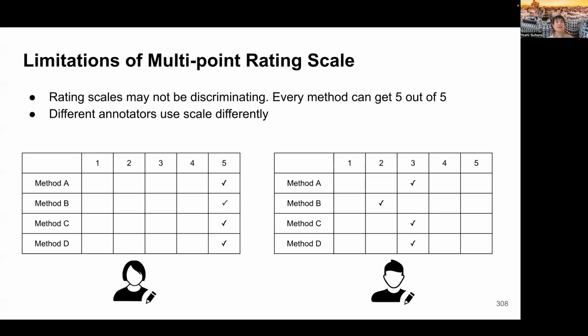Multiple rating scale is a natural option, but it has limitations. First, rating scales may not be discriminating. An annotator might give 5 to all methods. Second, different annotators may use the scale differently. In this example, the other annotator gives significantly different scores to the same generated summaries, mainly because this annotator has a different standard for judgments.